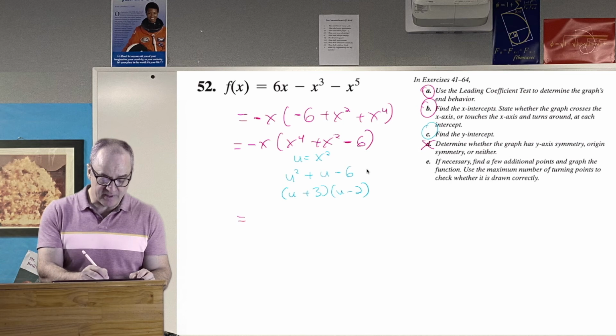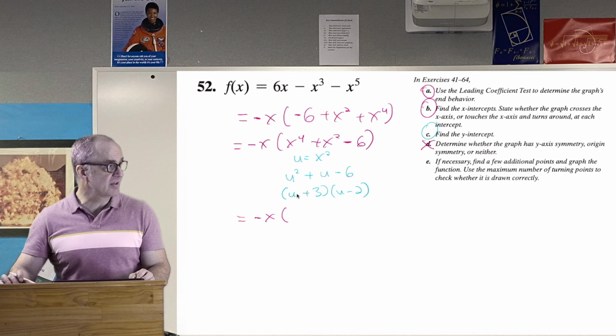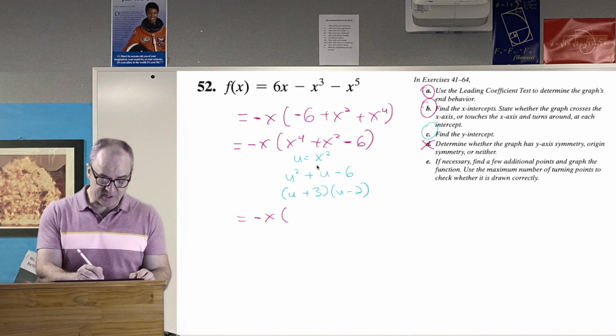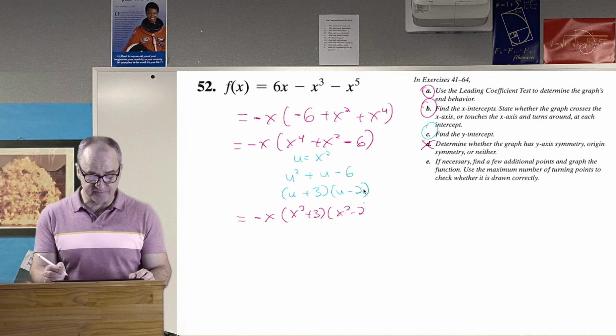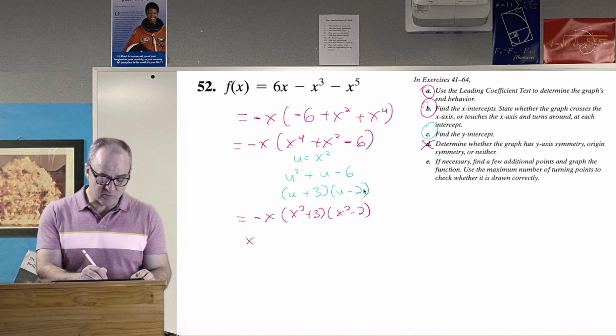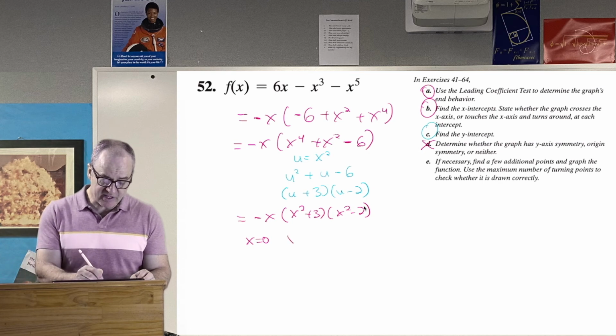Cool. Okay, so now we're going to go back to our original problem. And this is going to tell me, bring down the negative x. Okay, so this U is the same thing as x squared. So instead of U plus 3, I have x squared plus 3. And instead of U minus 2, I have x squared minus 2. So this tells me that my zeros are x equals 0, because if x is equal to 0, everything else goes away. X equals plus or minus the square root of negative 3, or plus or minus root 3i.